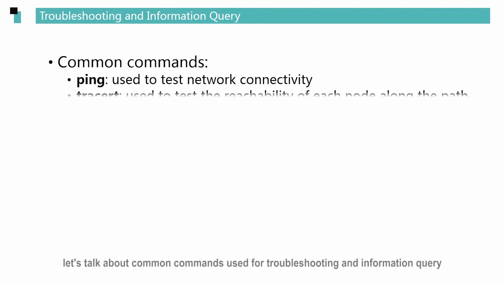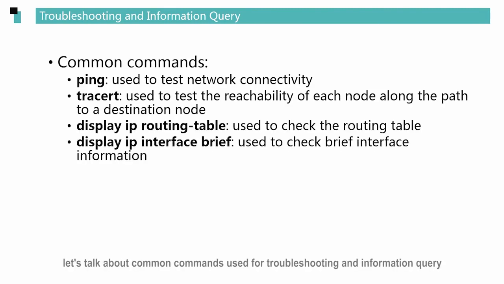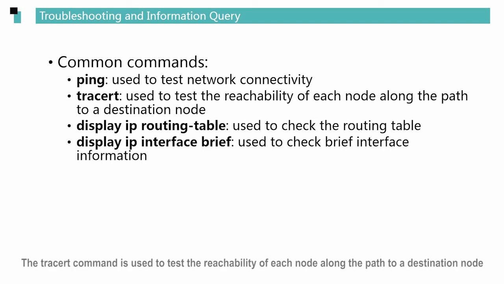Next, let's talk about common commands used for troubleshooting and information query. The ping command is used to test network connectivity. It displays only the connectivity of the route to the destination node without returning results for individual hops along the route. The tracert command is used to test the reachability of each node along the path to the destination node.